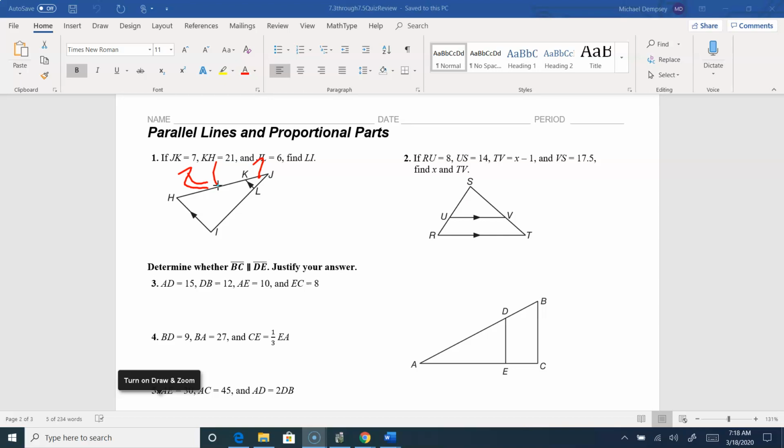JL is 6, and we want to find LI. So we can set up a ratio and cross multiply if we want, but we can see that if this small piece 7 times 3 is 21, then 6 times 3 is 18, and I know that's what a lot of you have been doing. I mean, if you wanted to call this x and set up your proportion, you can do 21 over 7 equals x over 6. That will work, but you can just see that 7 times 3 gets you to 21. 6 times 3, x must be 18, okay?